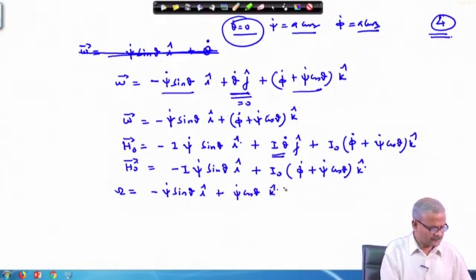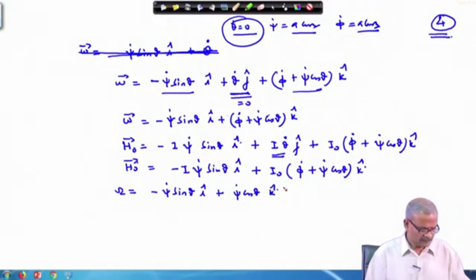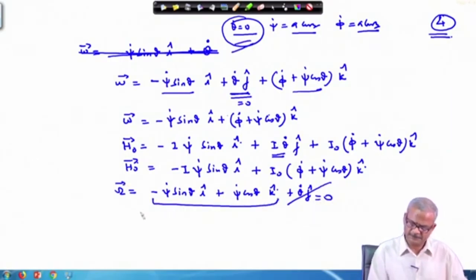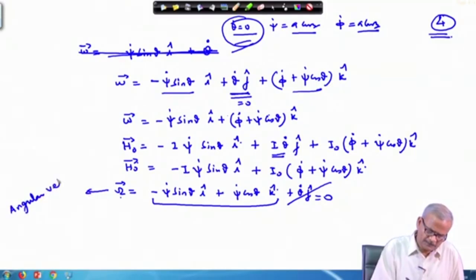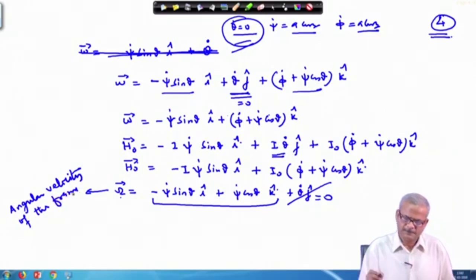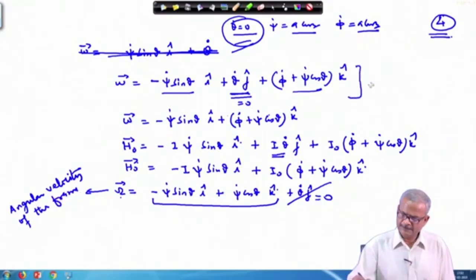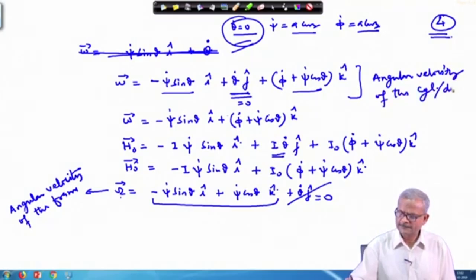Capital omega we have written by the equation minus psi dot sin theta; there was one more term which was theta dot times j cap. This term drops out because of this condition and we get only this term. So, this is the angular velocity of the frame, not the angular velocity of the disk. This is the angular velocity of the frame, and this is the angular velocity of the disk or the cylinder.